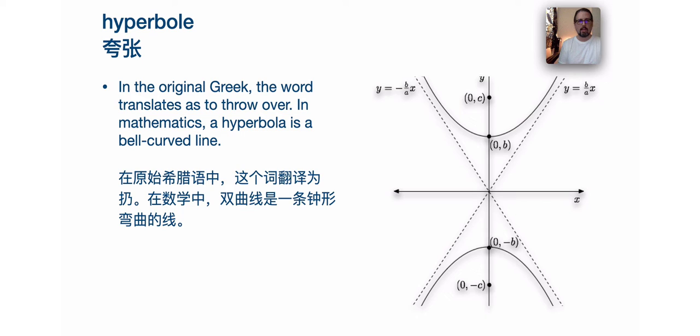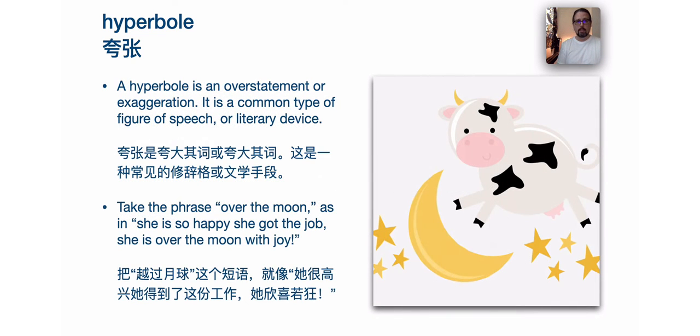Again, the meaning of hyper we know means over and above, and the root word in hyperbola means to throw. So a hyperbola is a bell curved line. You can imagine if you threw a ball, it would follow this path, going up and then coming back down again. Now, a hyperbole is an overstatement or an exaggeration.